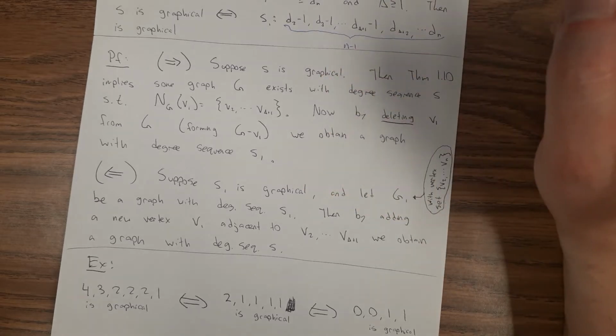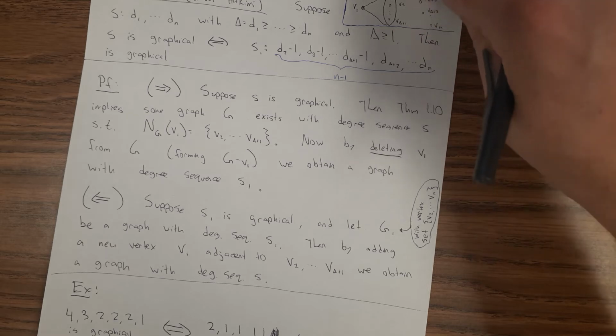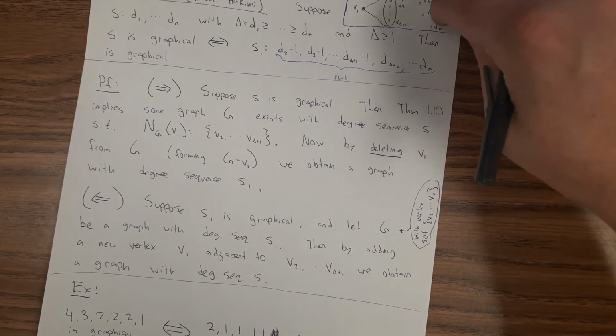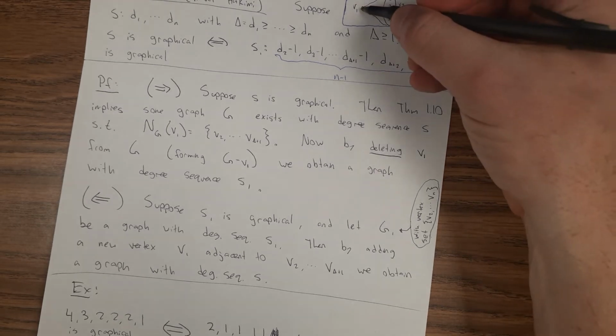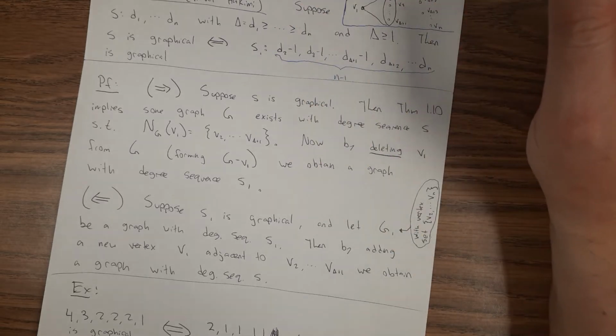So yeah, that's the forward direction. If S is graphical, then I can come up with a graph that looks like this and has degree sequence S, and then from that graph I can just remove V1, and that shows that S1 is graphical.